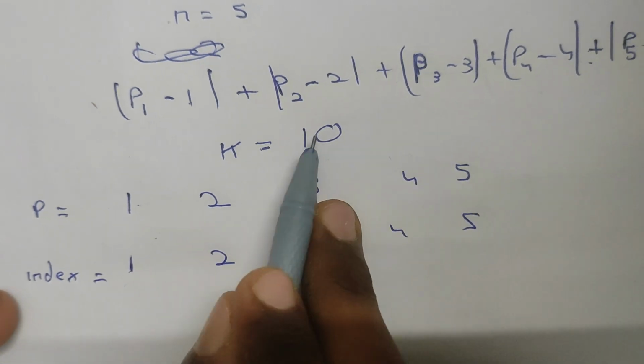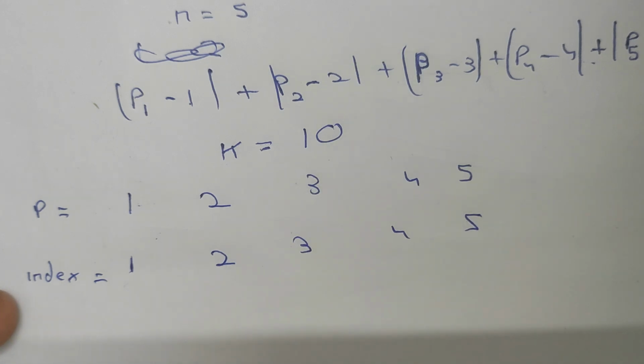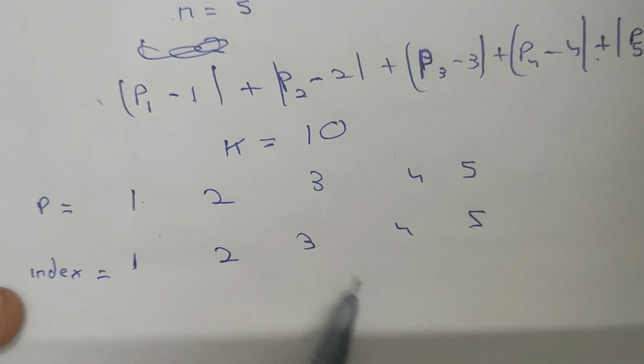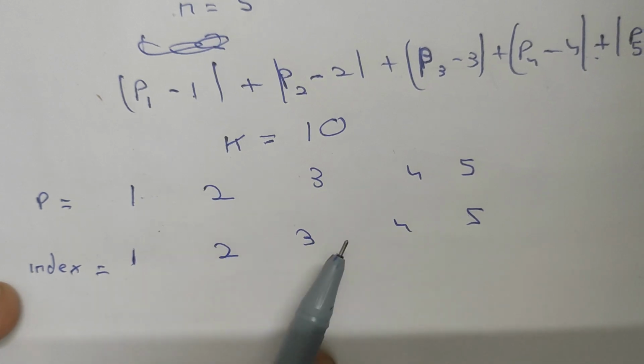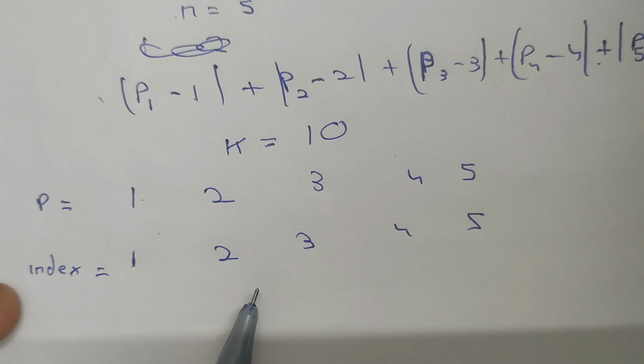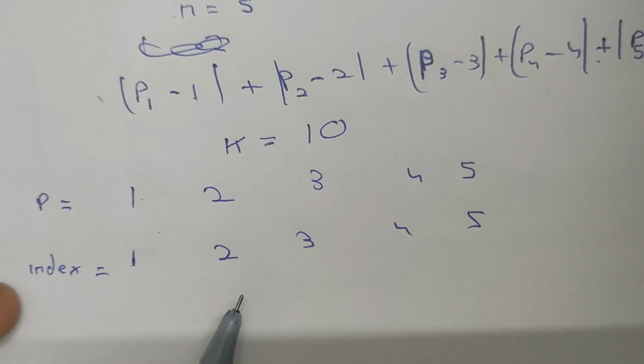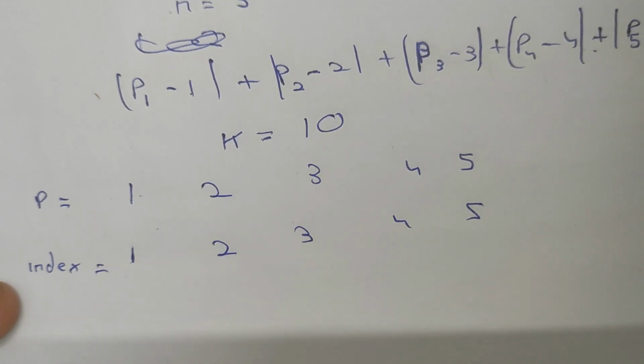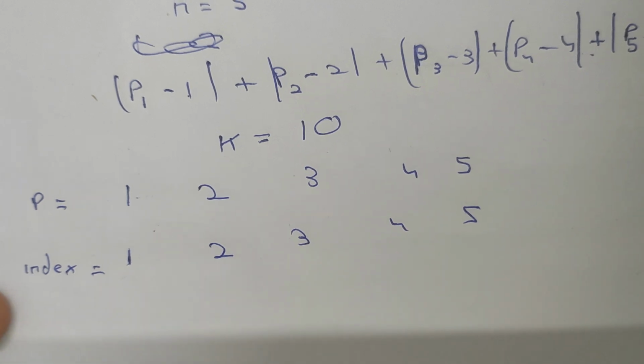So since we want k is equal to 10, one observation that we have to make is that the total sum right now is equal to 0, right? Because at each index the value of the index is the same as the value of the permutation. So the total sum is equal to 0 right now.